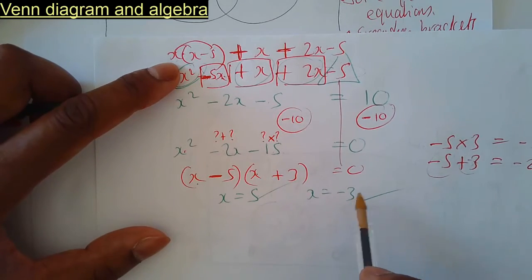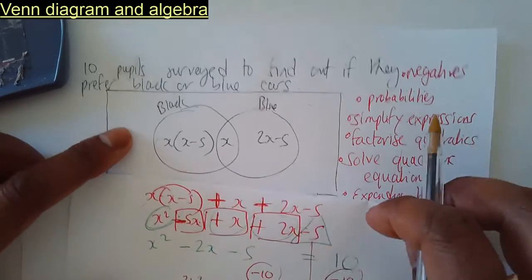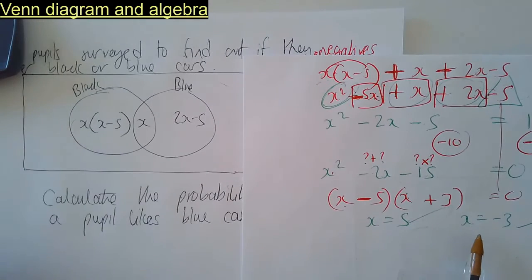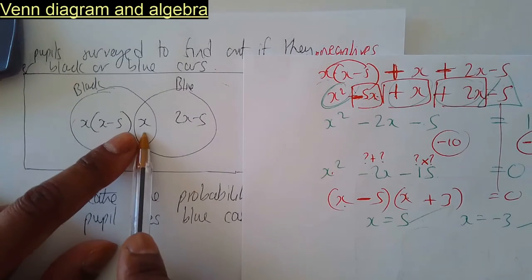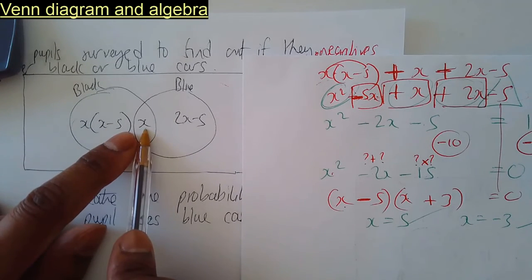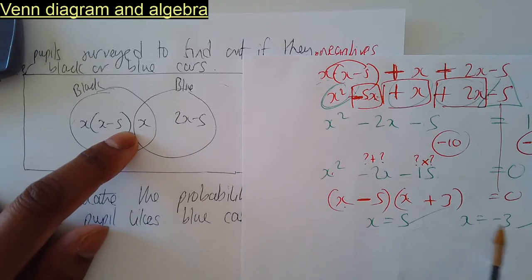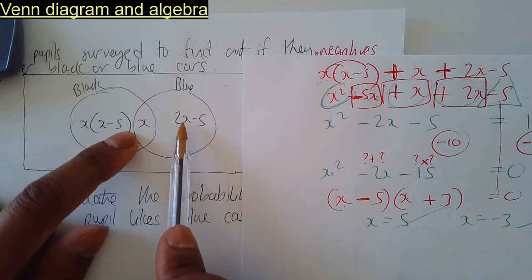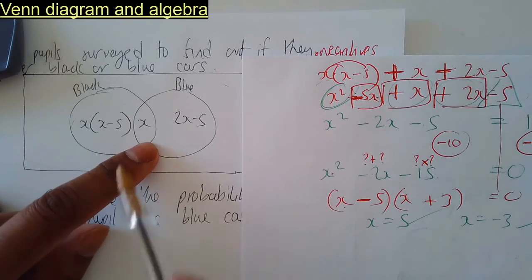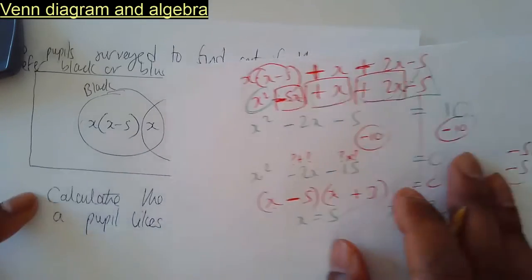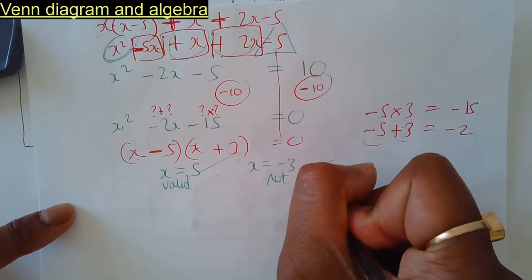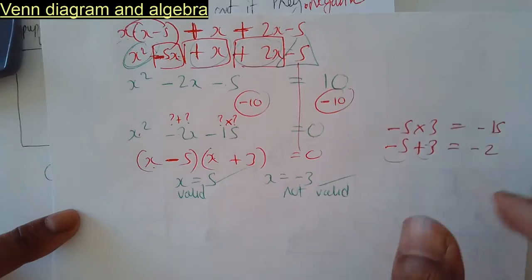Well, for starters, if you look at this diagram here, how can you have a negative value of x in here? You cannot have a negative number of pupils that like both black and blue cars. And likewise, if you put the negative 3 in there, 2 times negative 3 is negative 6, negative 6 take away 5 is negative 11. You cannot have negative 11 people that like blue cars. So you can just say, this one's valid, this one's not valid. So x equals 5.